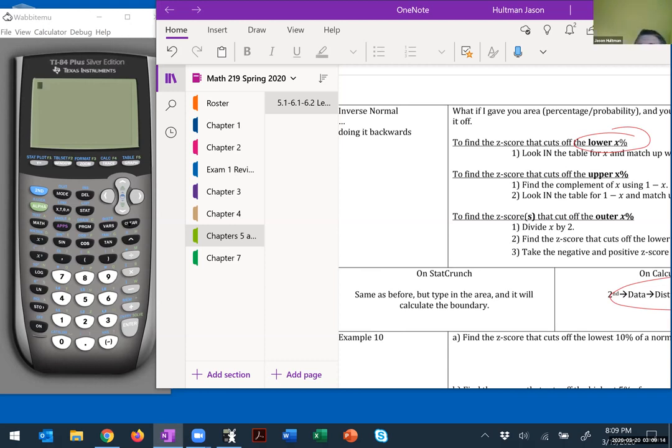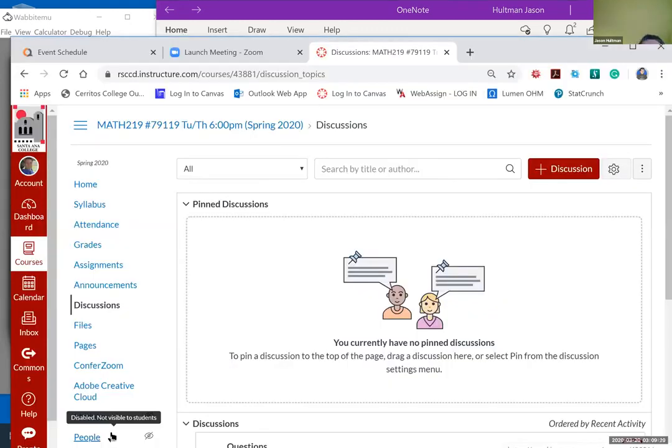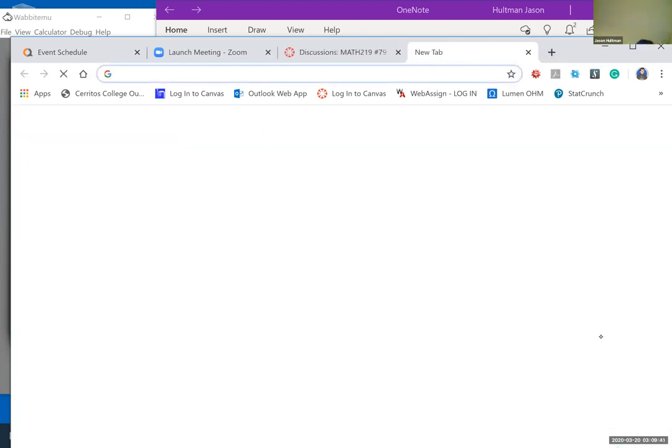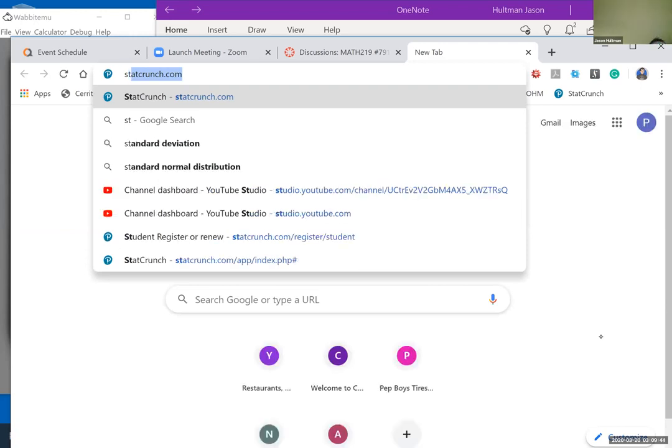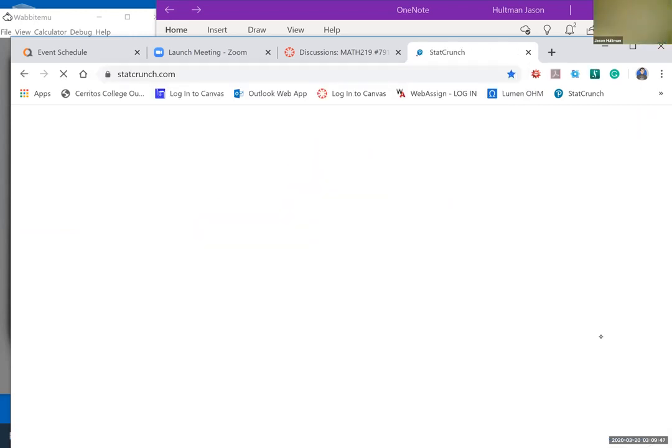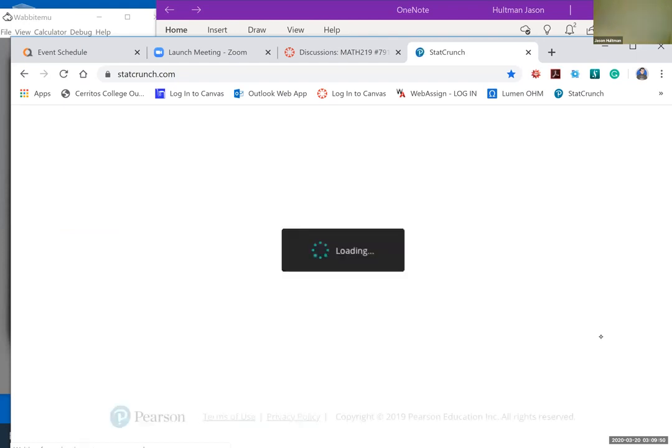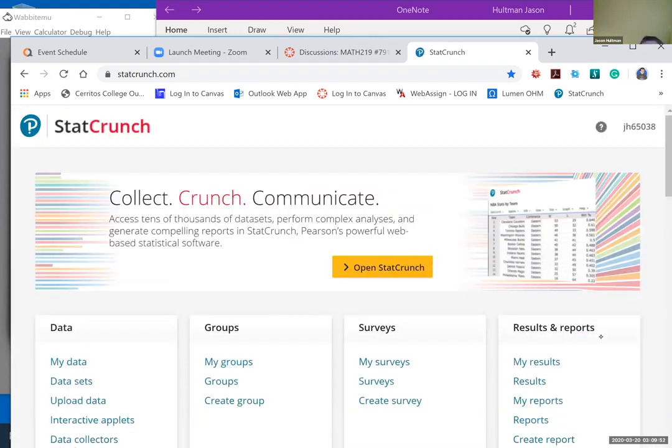Okay, so if we go to StatCrunch, hopefully you can still see my screen. Yes, that's good. Okay, so if we go to StatCrunch, hope I'm still logged in. Nope. Oh, I'm already logged in on this tab. What am I doing?